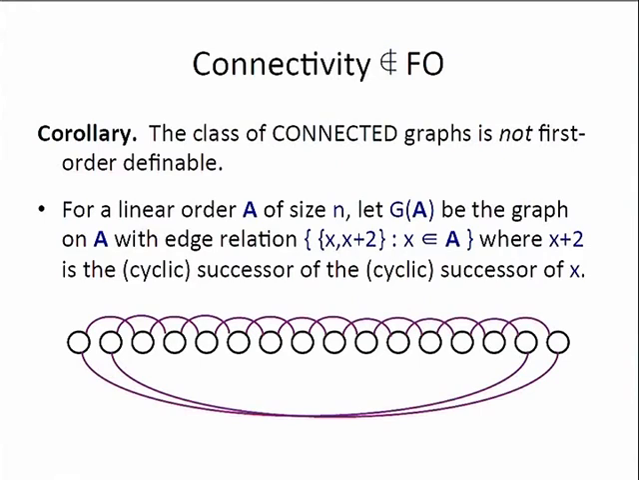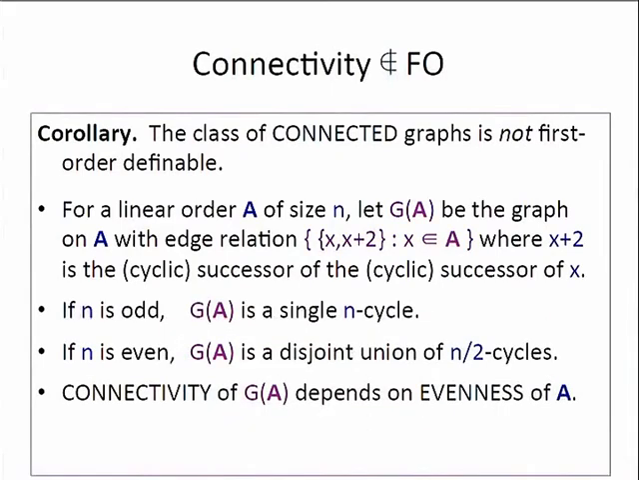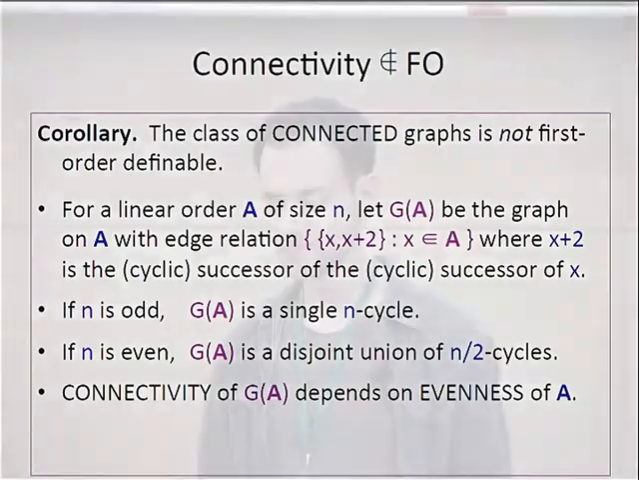Let me just illustrate it here. We've added purple edges from elements at distance 2 apart, when wrapping around. And the observation is that if n is odd, then the graph G of A will be a single n-cycle, a connected graph. And if n is even, this graph G of A will be a disjoint union of two cycles of size n over 2. So in other words, connectivity of the graph G of A depends on the evenness of the linear order A.